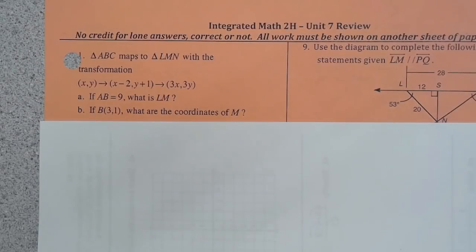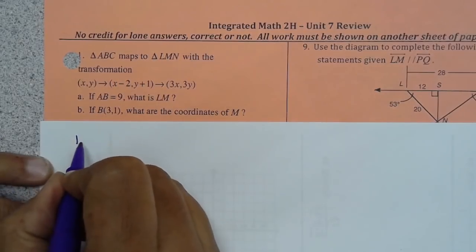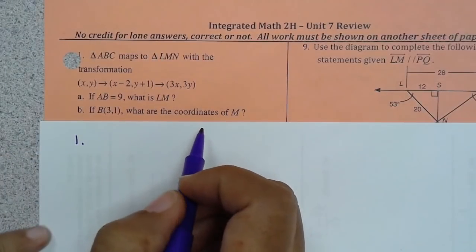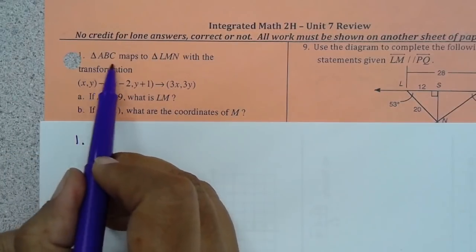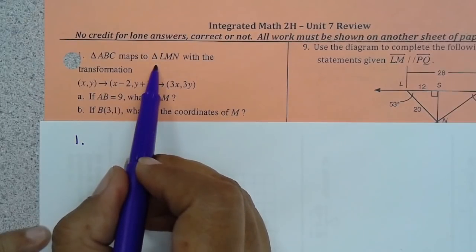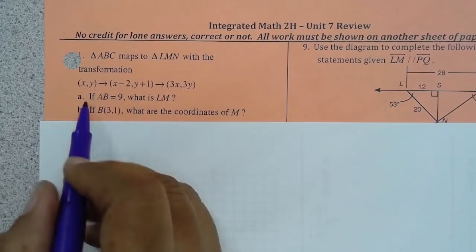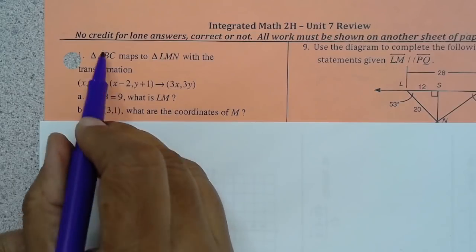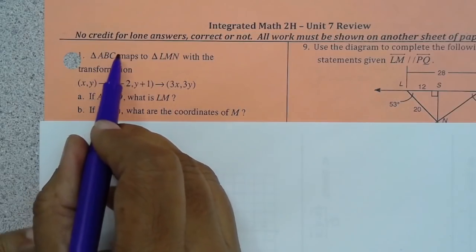Okay, so we are going to go through the Unit 7 review problems. And number 1 is asking us to find certain values of lengths and a coordinate. So it says that triangle ABC maps onto triangle LMN with this transformation. So if AB is 9, what is LM?